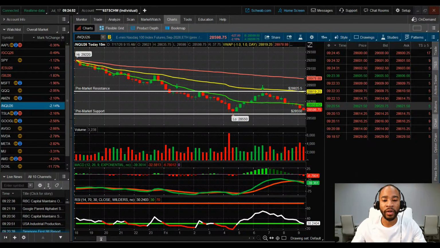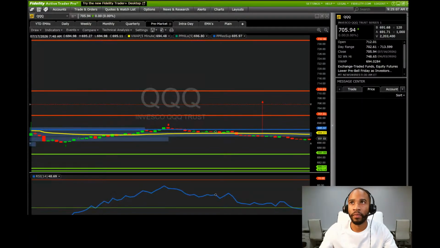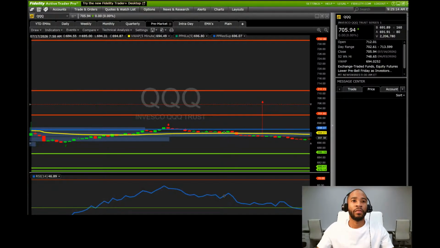Now we're going to cover support and resistance levels for SPY, QQQ, and NASDAQ futures. All right, family. So first up on our list, we'll cover SPY.